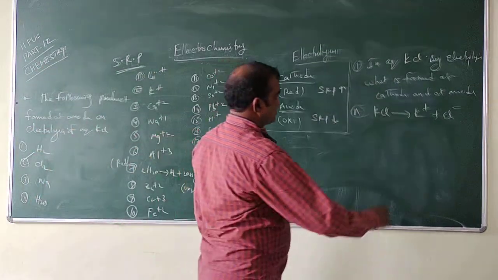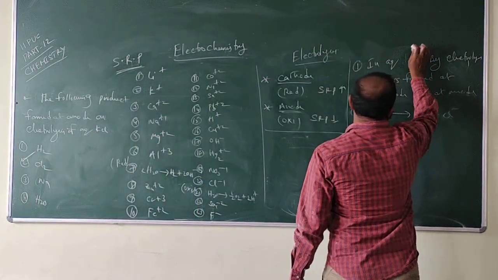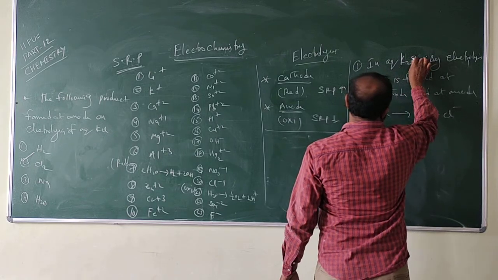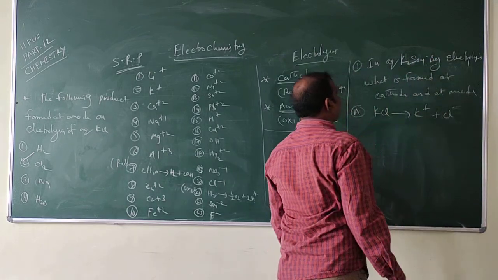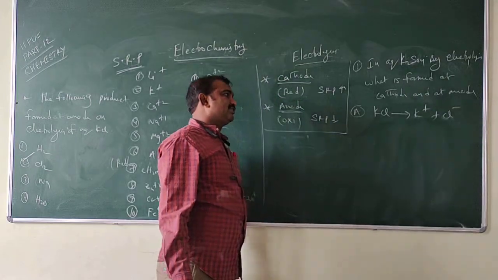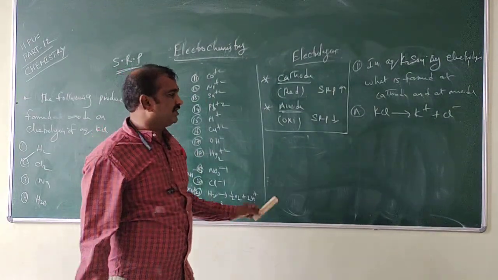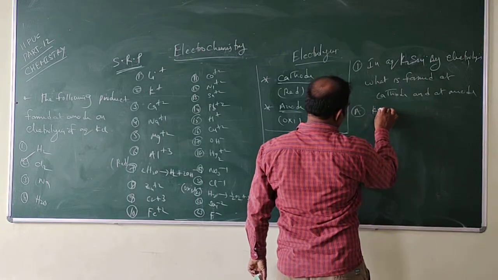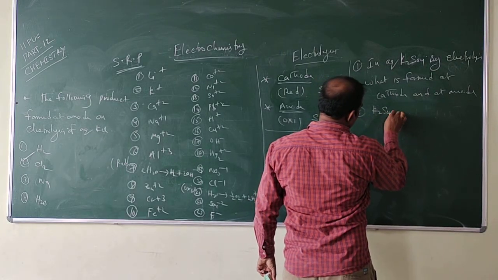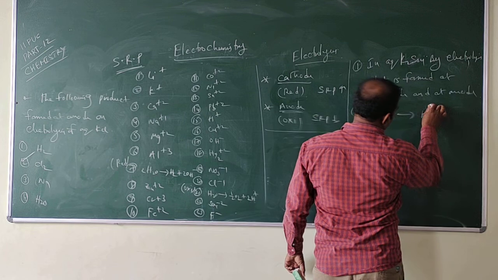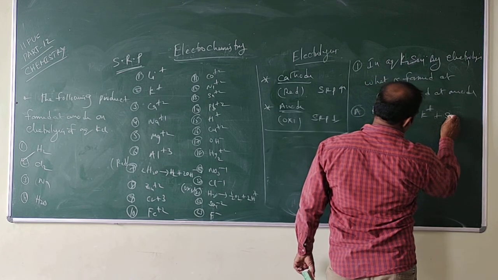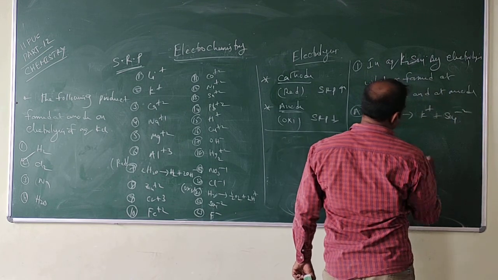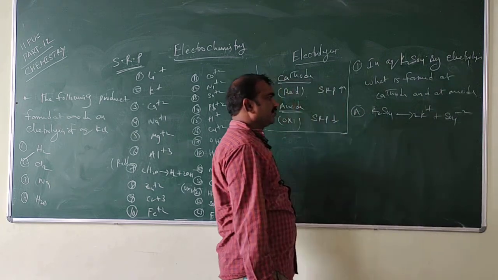Next one, in aqueous K2SO4, by electrolysis, what product is formed at cathode and what product is formed at anode? K2SO4 splits into 2K plus and SO4 minus 2.